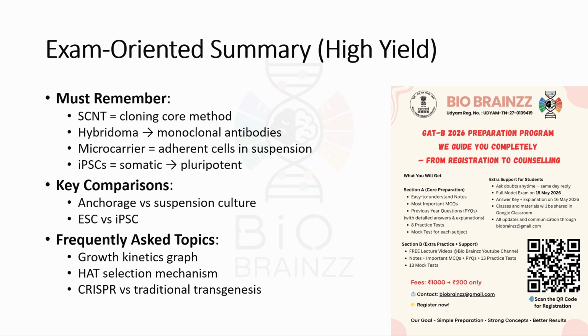This slide gives a quick summary of the most important concepts from this unit. It highlights that SCNT is the main method for cloning. Hybridoma technology is used for monoclonal antibody production, and microcarriers are used to grow adherent cells in suspension. It also reminds us that iPSCs are formed by reprogramming somatic cells.